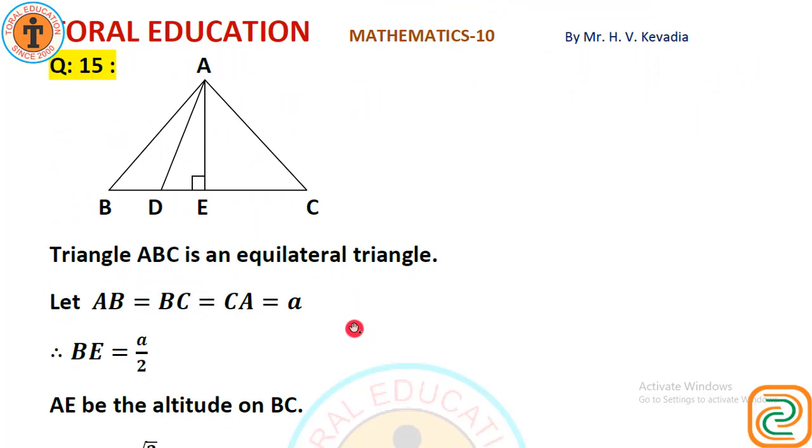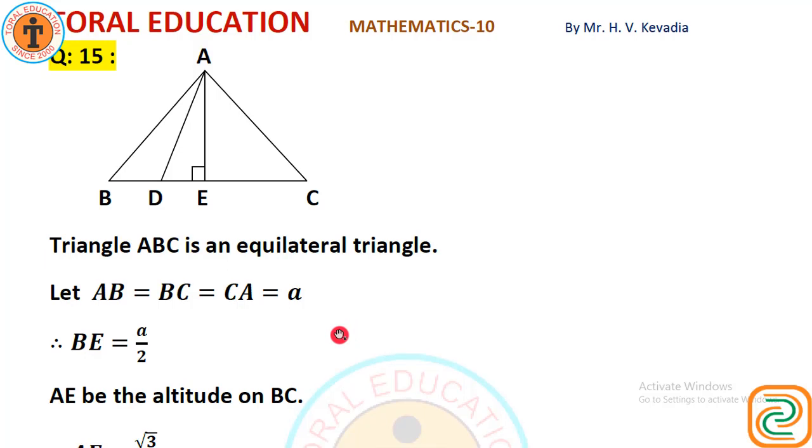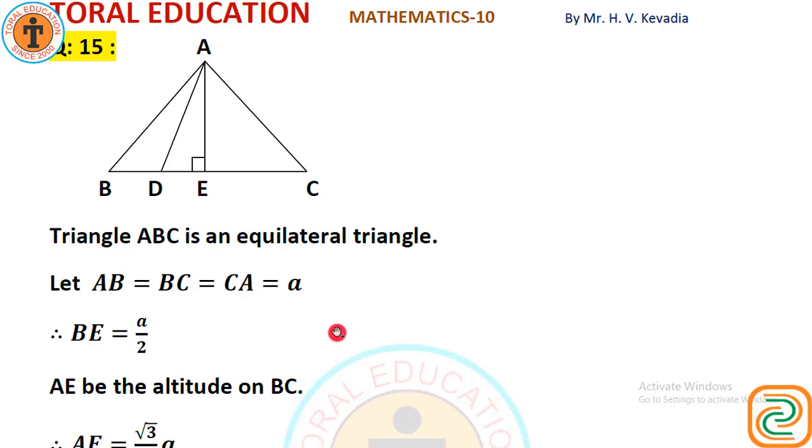Question number 15. In an equilateral triangle ABC, D is a point on side BC such that BD equals 1 upon 3 BC. Prove that 9 AD square equals 7 AB square. Same question, but it is done differently.